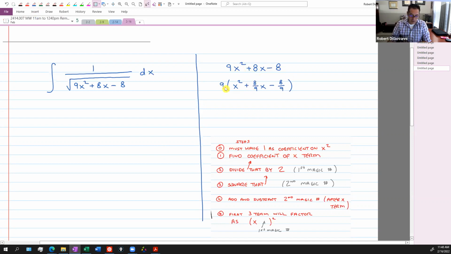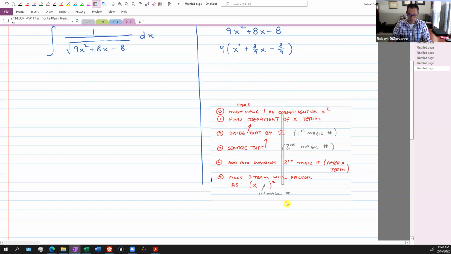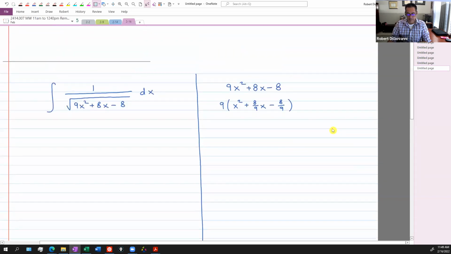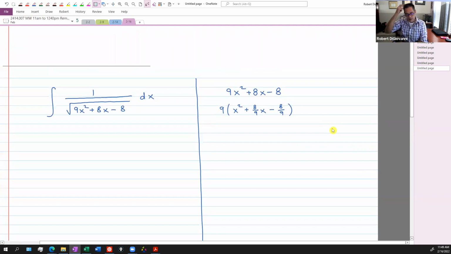And if you don't believe that's true, just distribute the 9 back through and you will get back what you had before. Okay, that's the first step. The next step, I'll bring these steps up in a second. I want to see if someone can guide me through the rest. Does anyone know the next step to complete the square?